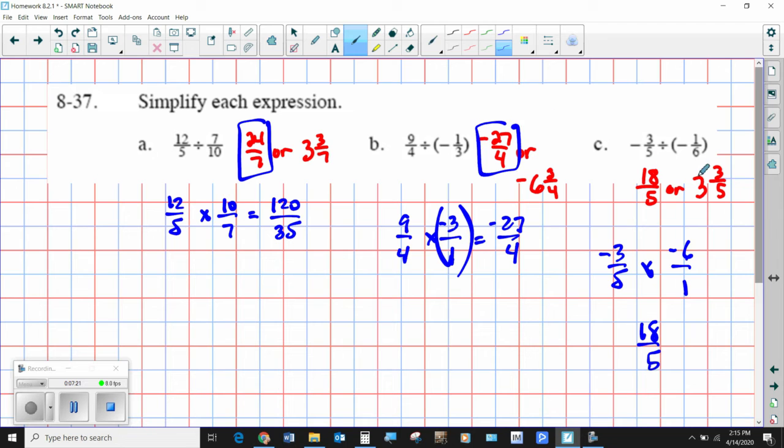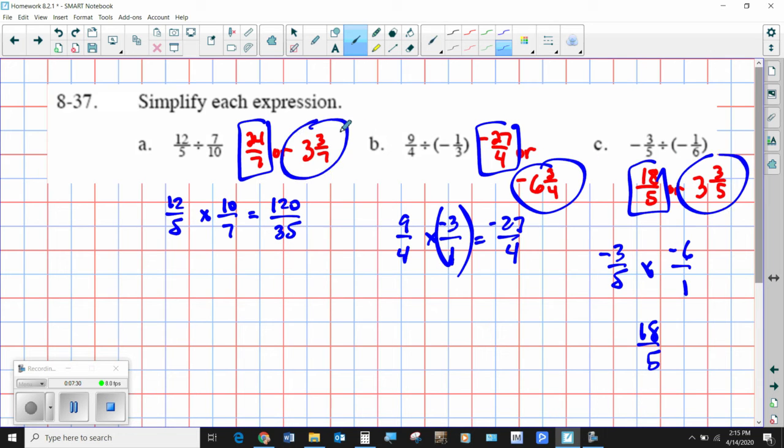All of these, by the way, could be changed. I just wrote them as improper fractions, but if you've got them written as mixed numbers, these would be the answers. And if you've got them written in decimal form, that one is the only one that's going to be a repeating decimal. This would be -6.75. This is +3.6.